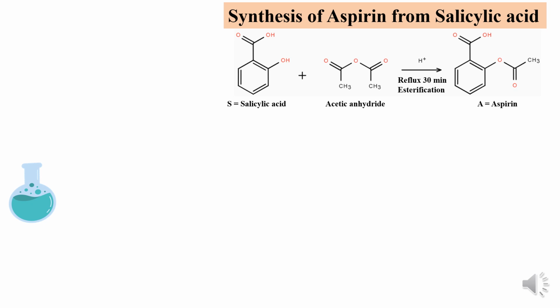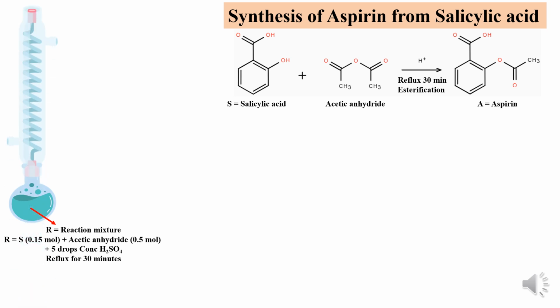Take a round bottom flask and transfer 0.15 mole of salicylic acid, 0.5 mole of acetic anhydride and 5 drops of concentrated sulfuric acid as a catalyst for this particular esterification reaction. Fit a reflux condenser to the round bottom flask containing the reaction mixture and reflux for a period of 30 minutes.